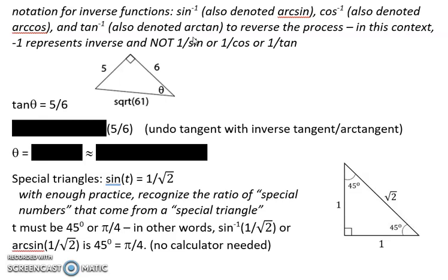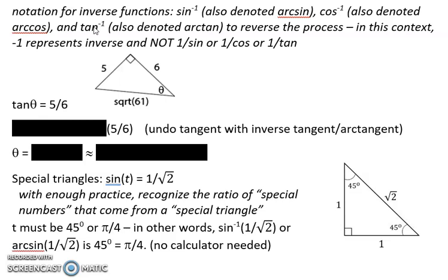More recently in math history, people have tried to mainstream some less confusing notation by using the word arc for inverse, such as arcsine for inverse sine, but the original notation sticks around on calculators and such. Any trig function has an inverse, but we'll focus on inverse sine or arcsine, inverse cosine or arccosine, and inverse tangent or arctangent.